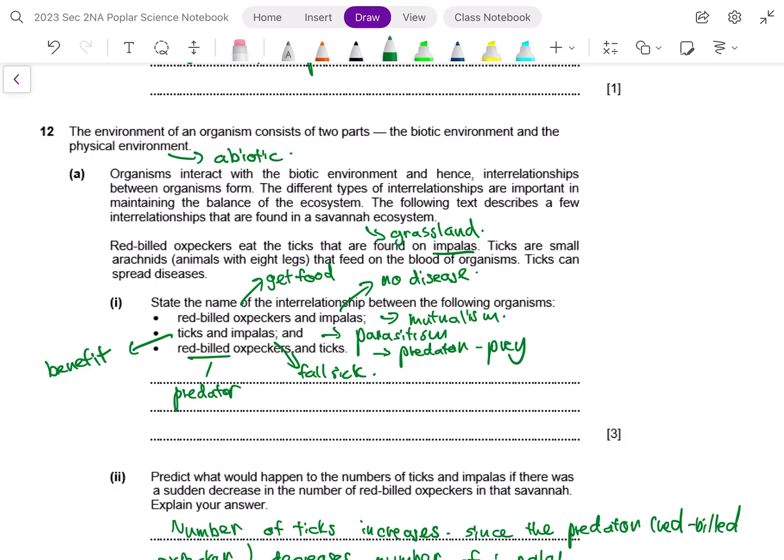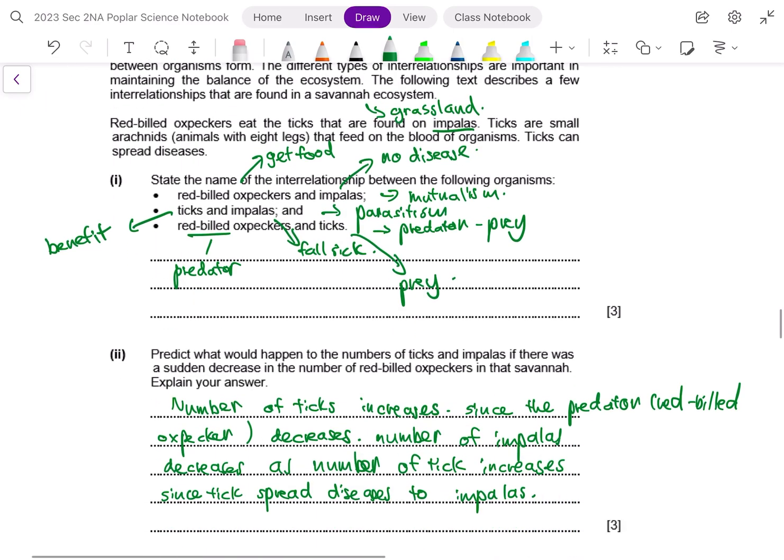The ticks is the prey. All right. So the first one is mutualism, between red bill oxpecker and impala. Then parasitism between ticks and impalas, and then predator and prey relationship between red bill oxpecker and the ticks.